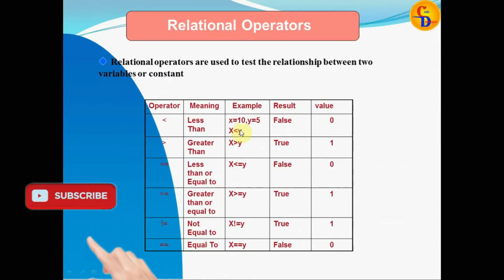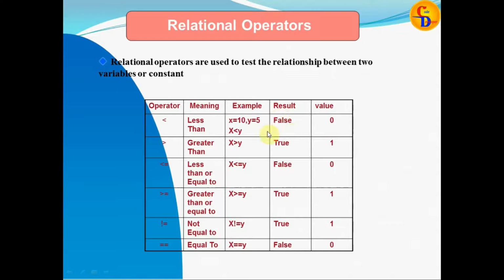So x less than y returns the answer false. The value is 0. If the value is false, it returns 0. x greater than y. So x value 10 is greater than 5, so the condition is true, so it returns 1. x less than or equal to y. So 10 less than or equal to 5, the condition is false, so it returns 0.